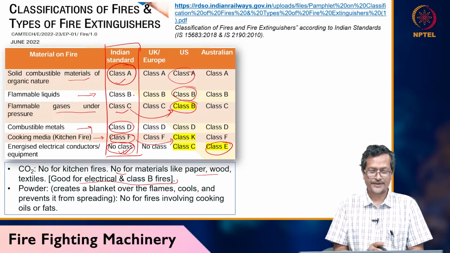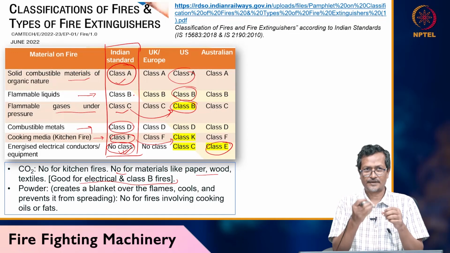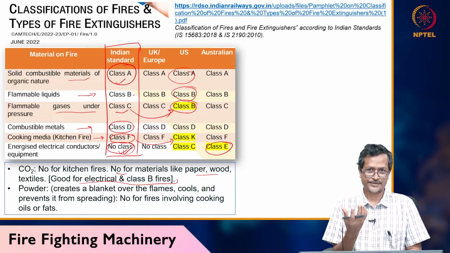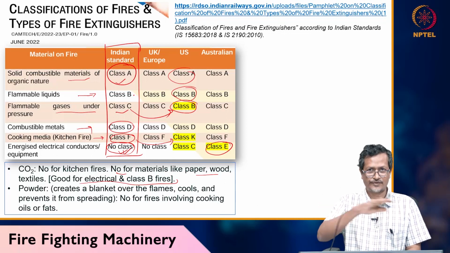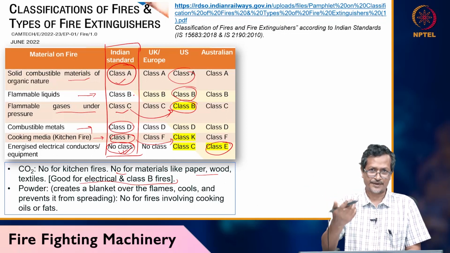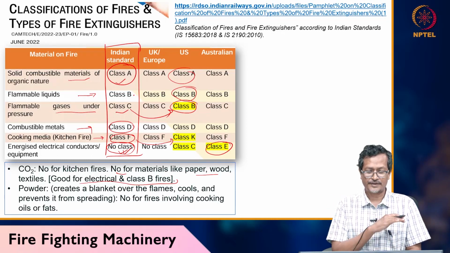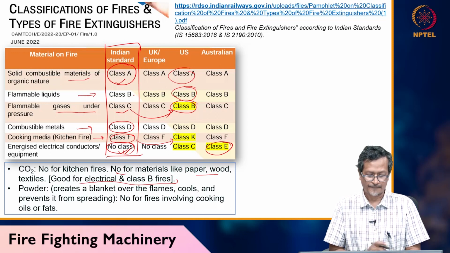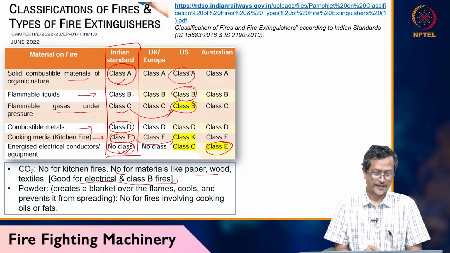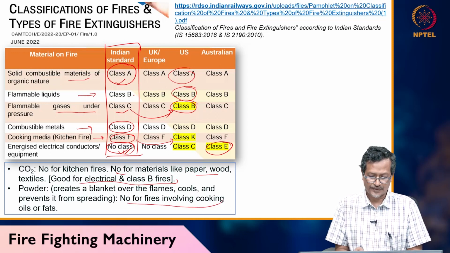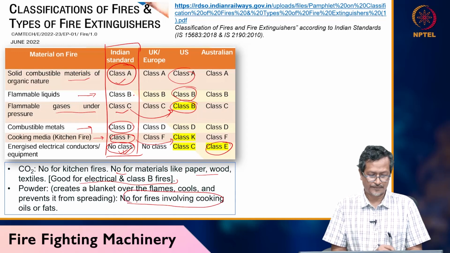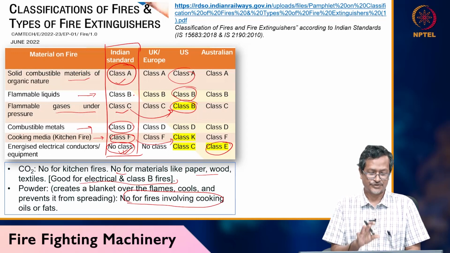Powder is applied like a blanket. Say a fire is happening and you apply some chemical powder. It will cover the fire and cut the oxygen supply, and it will also reduce the temperature below the flammable temperature, so it will extinguish the fire. But powder will not be used for cooking fires. So carbon dioxide and powder should not be used for the kitchen.